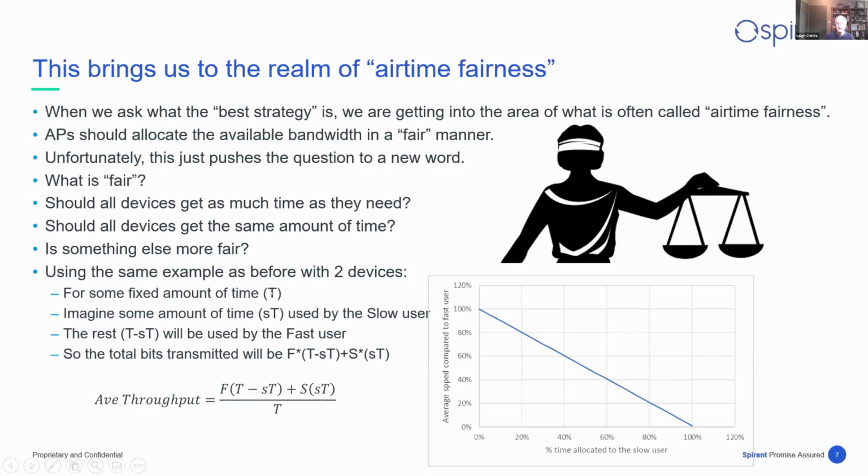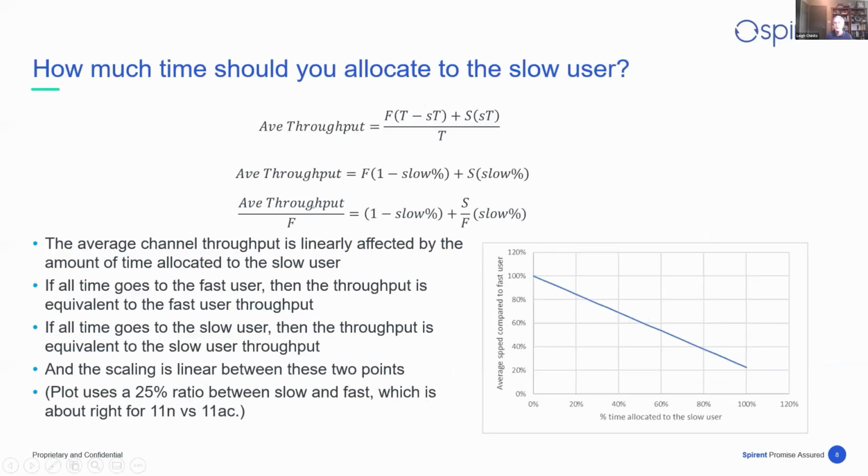If we take a fixed amount of time and ask how the AP should divide up that time, you can say it's going to give some amount of time for the slow user, which we call ST, and some amount of time for the fast user, which would be the total time minus ST. Then the total bits will be represented this way: it's just the fast data rate and slow data rate times their time. The throughput is that number of bits divided by the time, T, which you can play around with and reduce to something like this.